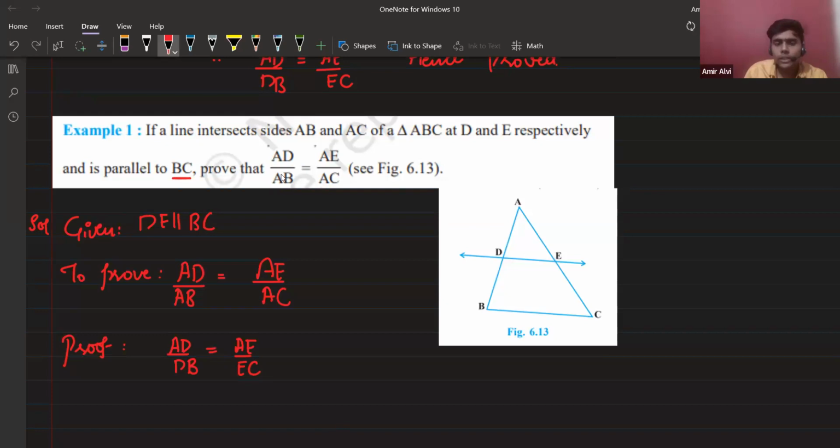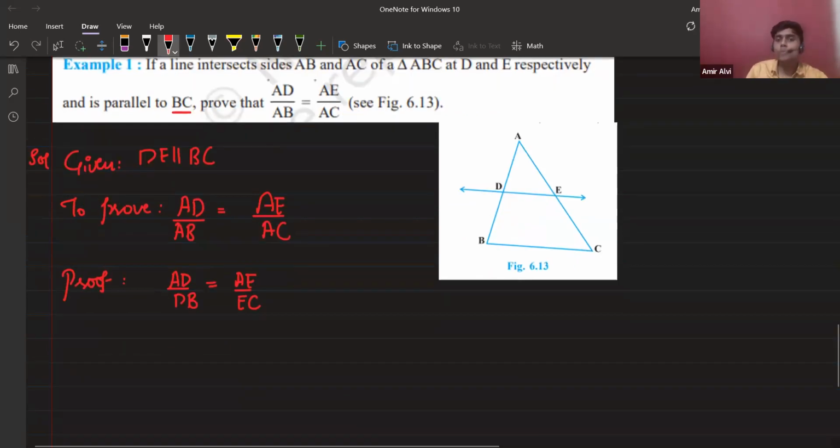Now what I need is to make this DB into AB. So I will reciprocate. I am taking DB in the numerator and AD in the denominator. If I do this on this side, I have to do it on the other side as well, because math says that if you do something on the left hand side, you have to do it on the right hand side as well. So I can write DB upon AD is equal to EC upon AE.